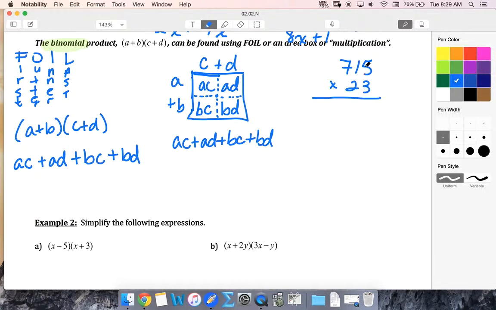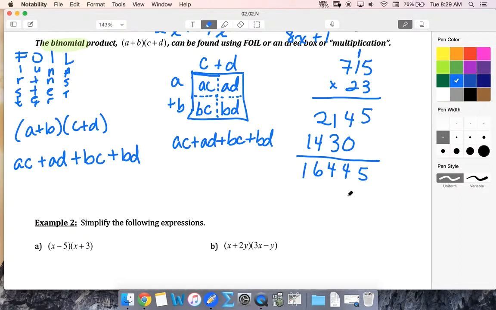So if we multiplied this, I would multiply the 5 times 3 and get 15, carry my 1. 3 times 1 is 3, plus 1 is 4. 7 times 3 is 21. And then I would move over a space and multiply 5 times 2. That's because this is now in the tens place, so I start in the tens place. 5 times 2 is 10, carry a 1. 1 times 2 is 2, plus 1 is 3. 7 times 2 is 14. And then I add it up. 5, 4, 4, 6, 1.